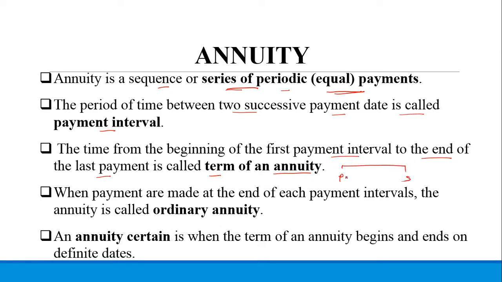From the first payment until the last is called the term of annuity. The duration is called the term of annuity. When the payment is made at the end of each payment interval, the annuity is called the ordinary annuity, and an annuity is certain when the term of annuity begins and ends on definite dates, if they have a date.